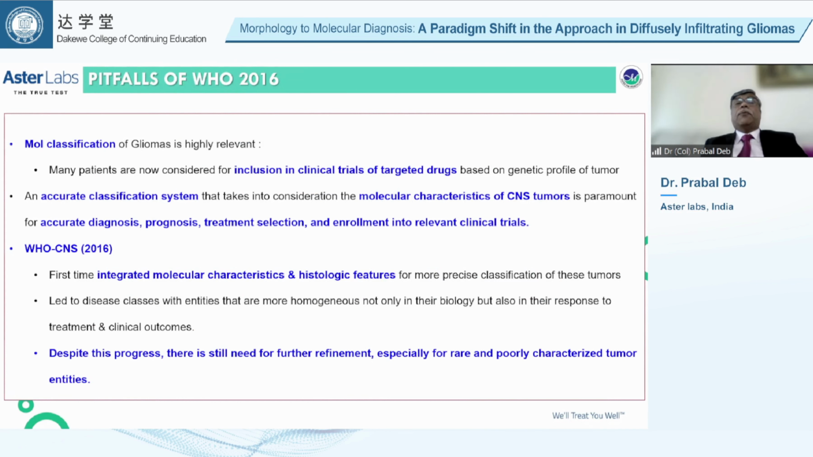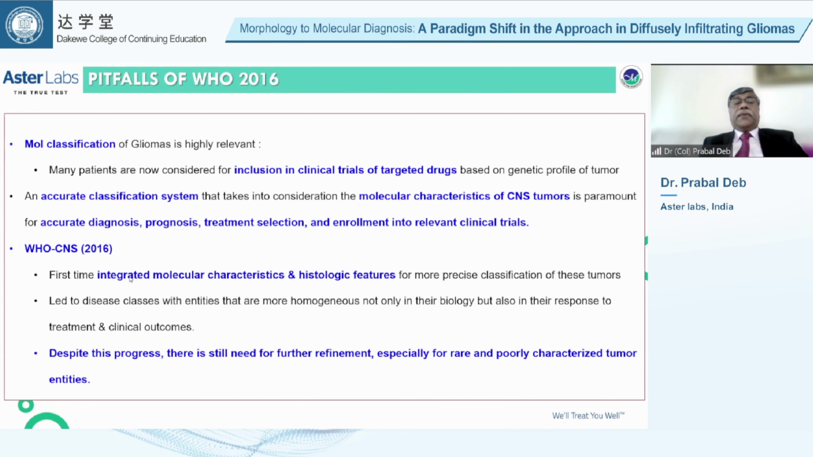Now, what were the pitfalls of WHO 2016? Most important is the molecular classification of glioma. It was found to be highly relevant, and many patients were now considered for inclusion in clinical trials of drug-targeted therapies. There was an accurate classification system which took into consideration the molecular characteristics of CNS tumors for accurate diagnosis, prognosis, treatment selection, and enrollment into relevant clinical trials.